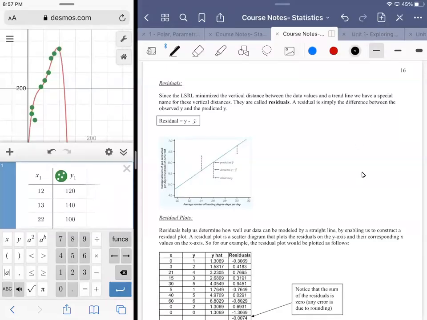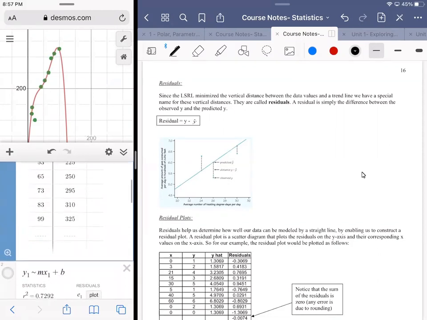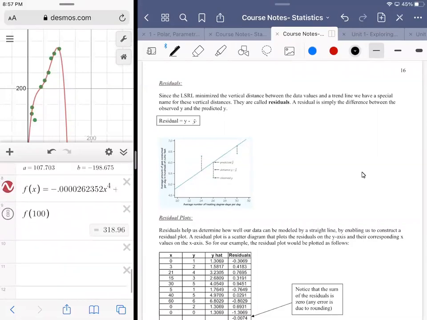So residuals talk about the difference between the observed value in a data set and the predicted value in a data set, which is wordy. But basically, if you think back to what we did in Desmos, we got this computation for f of 100, which was the y value when x was equal to 100, right? That's what we call a predicted value, all right?